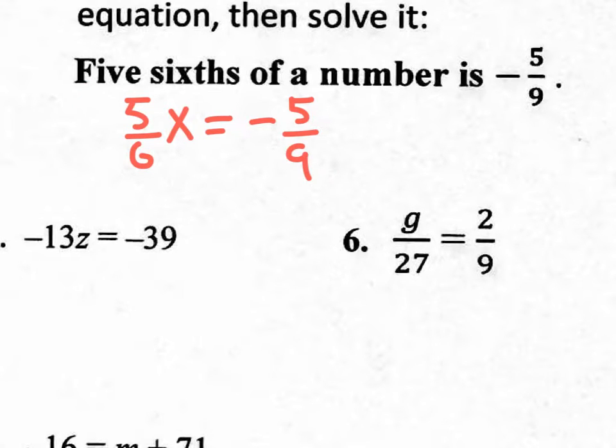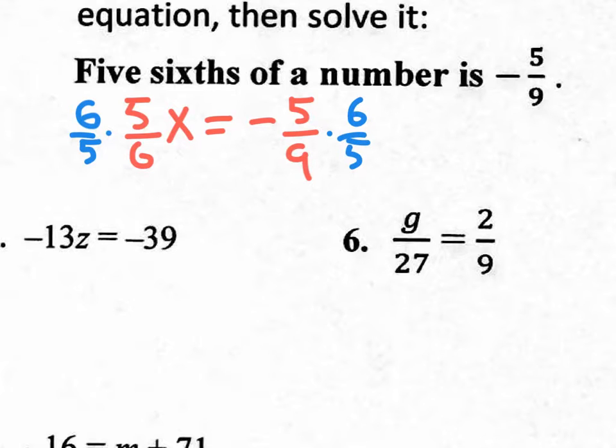However, in this case, since we have a fraction here and a fraction over here, what I would like to do is not only get rid of the 6 by multiplying by 6, but I'm actually going to get rid of the entire fraction, the whole thing, by multiplying by the reciprocal of 5/6, which is 6 over 5. Does that make sense? So when I multiply by 6 over 5, what I do to one side, I have to do to the other side.